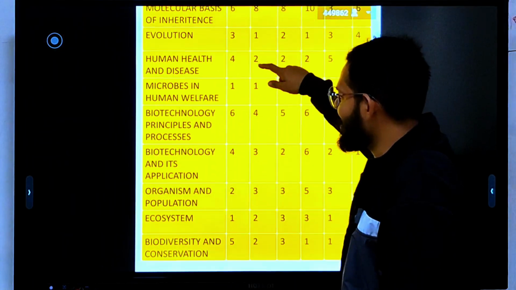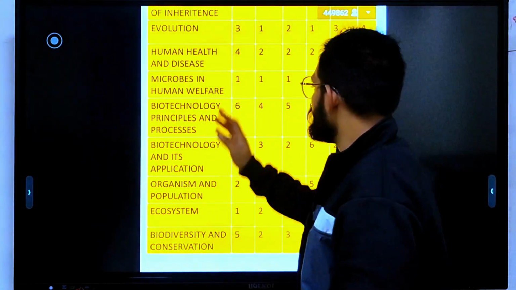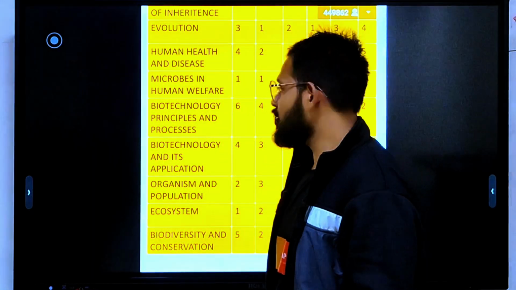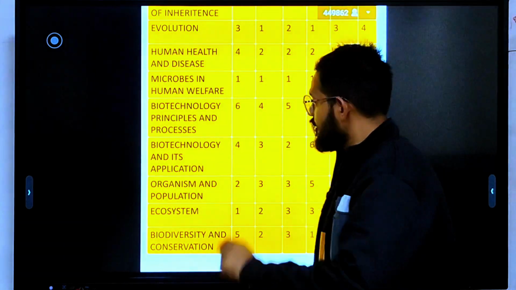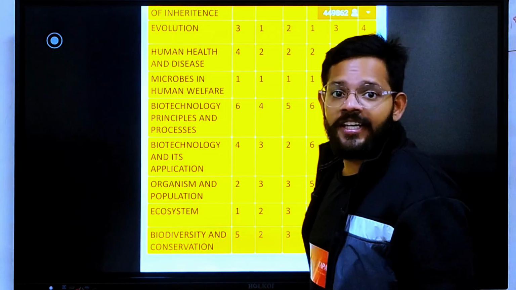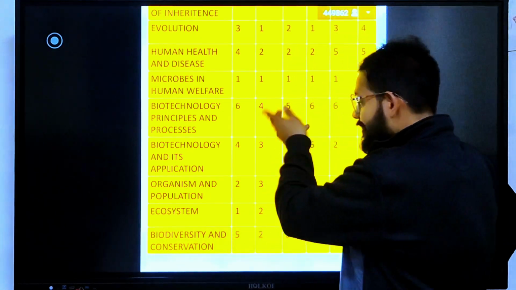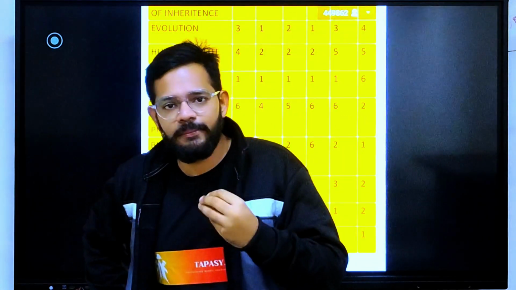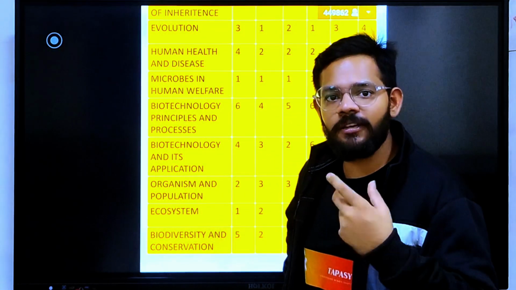Okay, then you have biotech. Biotech principles and processes, the first chapter of your biotechnology unit. Last year 6 questions. See, 10 questions are coming from your biotech unit. So maybe the same thing will repeat, or fewer than 2 questions will be coming. That means 8 questions total coming from that unit.